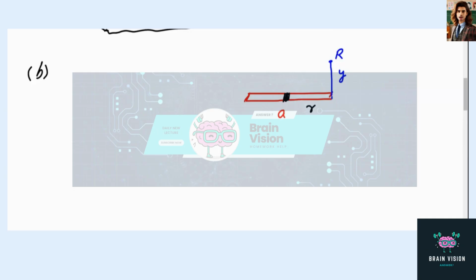Let the length of the small portion be dr and it has a charge of dq. Now the distance of this small portion from point R can be calculated by using Pythagoras theorem, and that will be equal to r squared plus x squared whole to the power half.